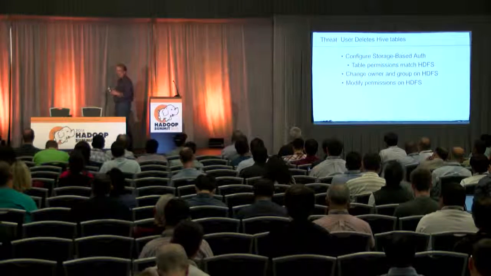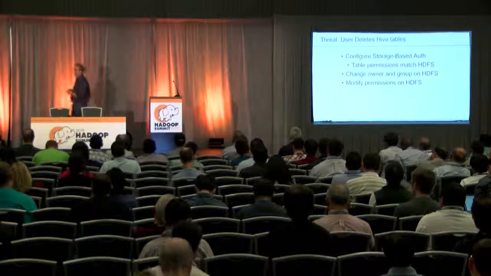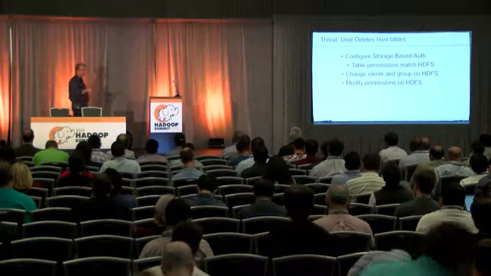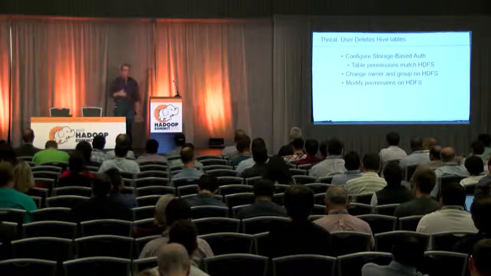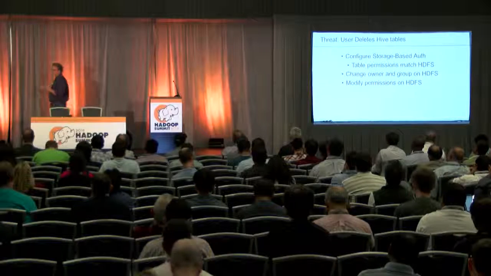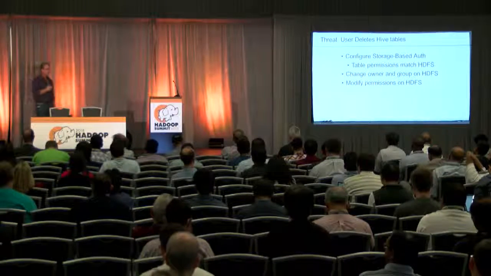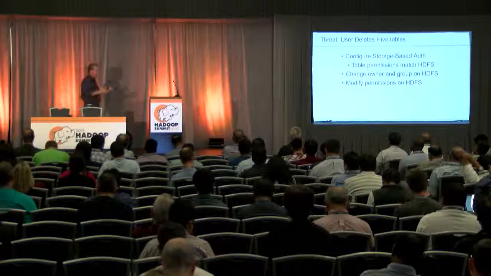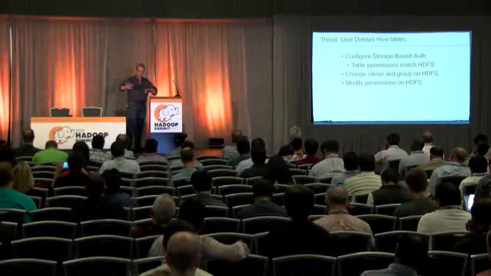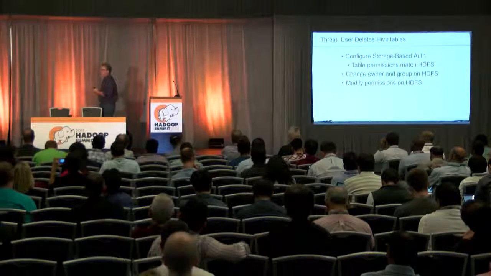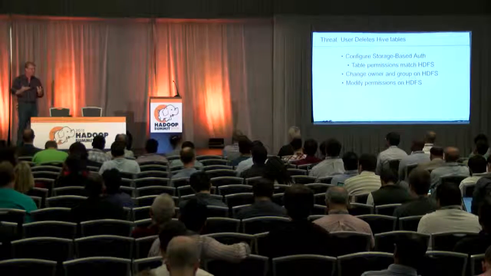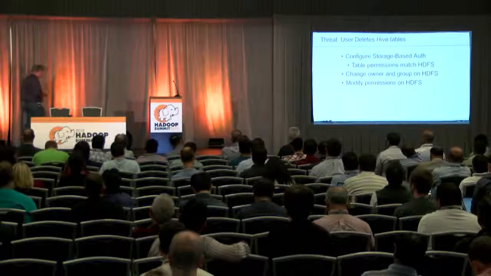If you configure that, then the table permissions are taken from HDFS. So you need to manually go through and change the owner and group of the directories for your tables in HDFS. But once you do that, then the permissions in Hive will exactly match the permissions in HDFS. That gives you an actually secure Hive setup because HDFS is secure and Hive is following HDFS. That means that users can't escalate their own privileges. They can't delete things they shouldn't be able to delete. And so this was goodness.